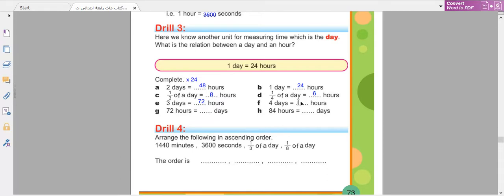4 days. 4 days equal how many hours? 4 times 24 because we will multiply by 24. 4 times 24 equal 96.